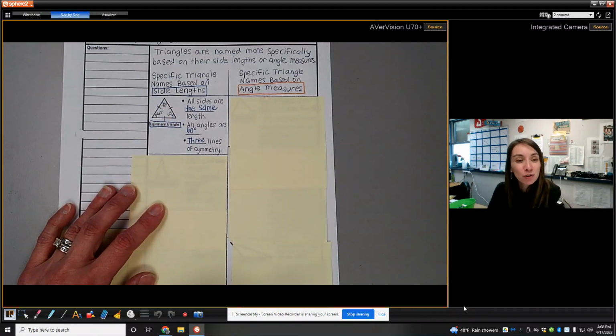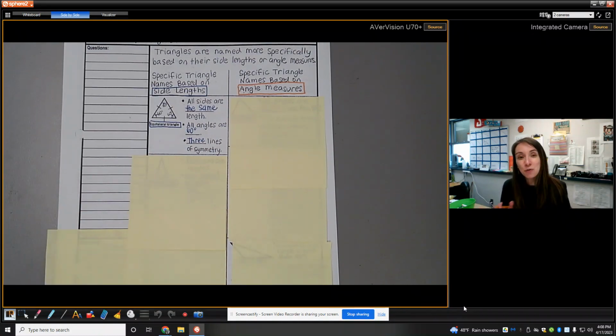Additionally, equilateral triangles have 3 lines of symmetry. That means you're able to fold on those lines of symmetry, and both of those sides on either side of the line of symmetry would match up.